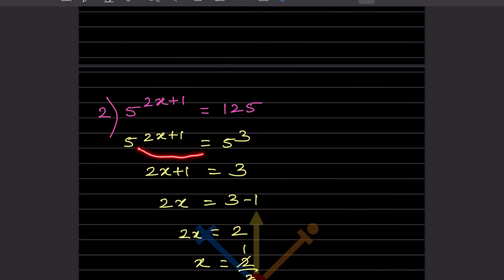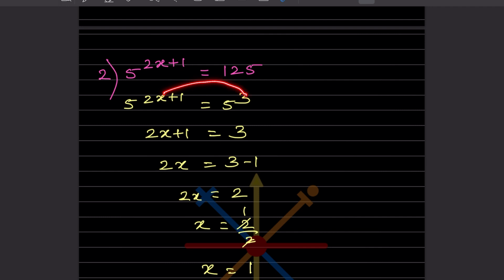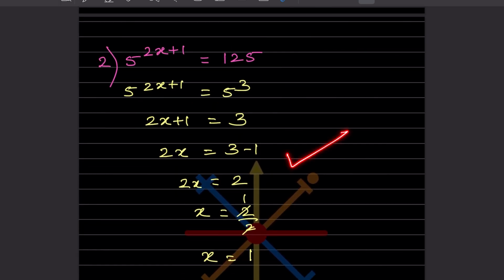Now you can see the base is the same, so the exponents should be the same. So 2x plus 1, that is going to be 3. So what will be this one? 2x will be 3 plus 1, is going to be minus 1. So 2x is going to be 2. So x is going to be 2 divided by, this is multiplication, so you are going to divide it. So that is going to be 1. So x is 1. And these are very important problems. Many times there are such similar problems.